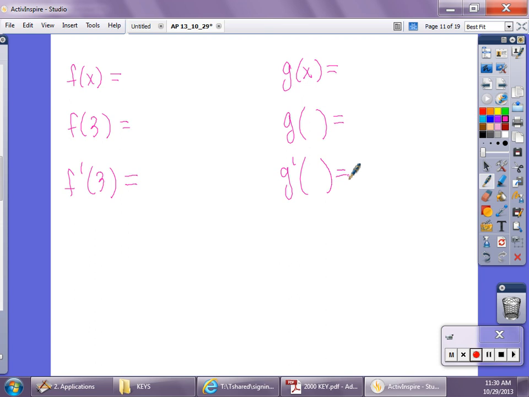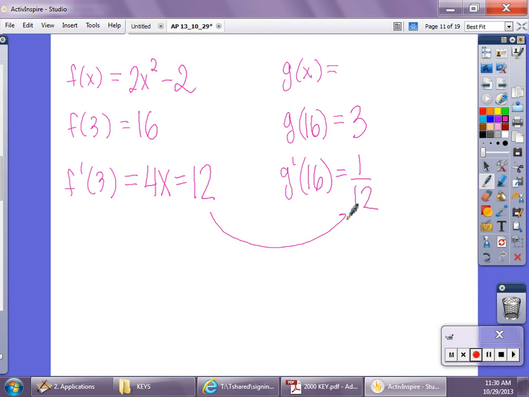All right, so here's my function. We have 2x squared minus 2 was the original function. What is f of 3? 3 squared is 9, times 2 is 18, minus 2 is 16. So then I know that g of 16 is how much? 3. Okay, f prime of 3 is equal to 4x, which is 12. g prime of 16 is 1/12. You start to notice this? You figured it out without putting in the actual derivative.